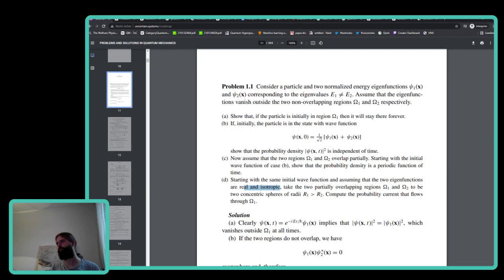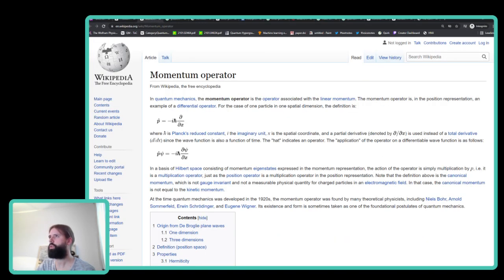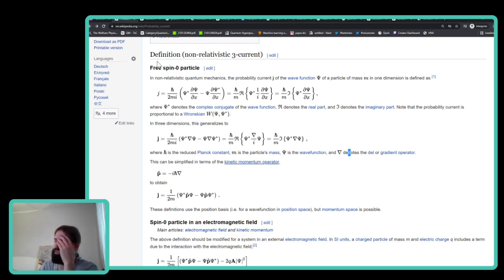Compute the probability current that flows through that region. I mean, we have a starting point, so maybe that is why. Maybe that is why you have that minus in there. Because no, it also makes sense.